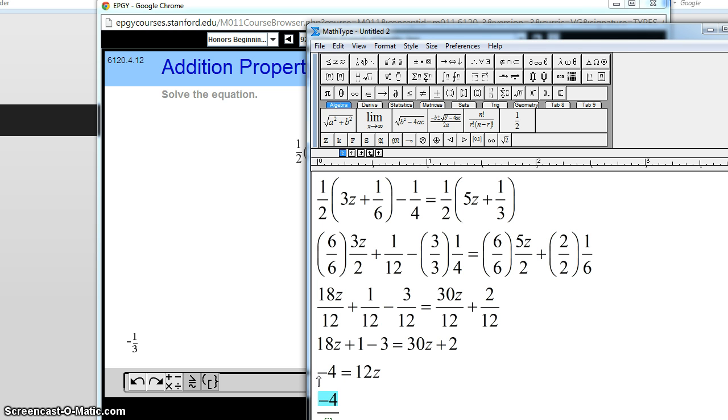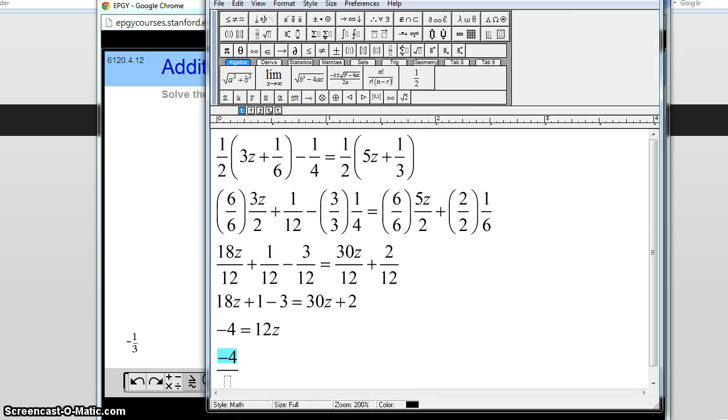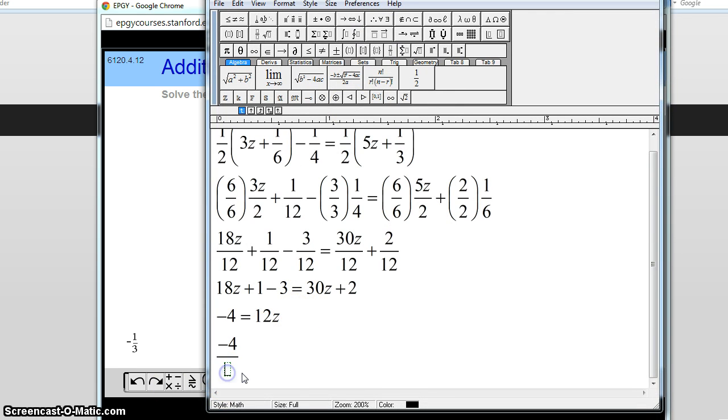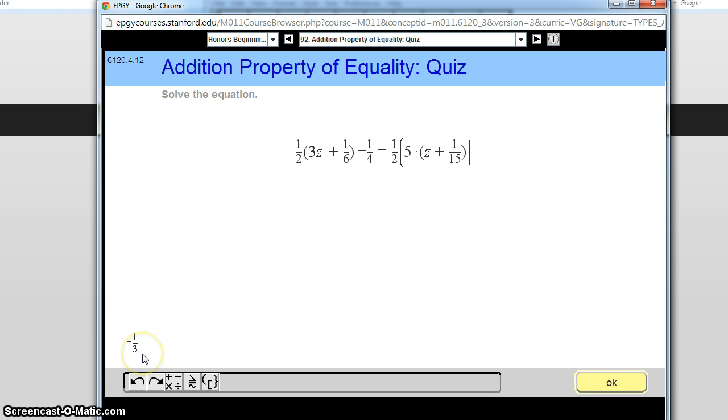So if we divide both sides by 12, we get minus 4 over 12, which is minus 1 over 3, which equals z. So that should be our answer. Minus 1/3 equals z. And we check our answer here, and we see that's right.